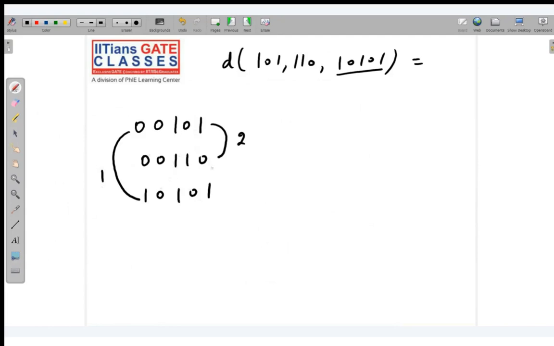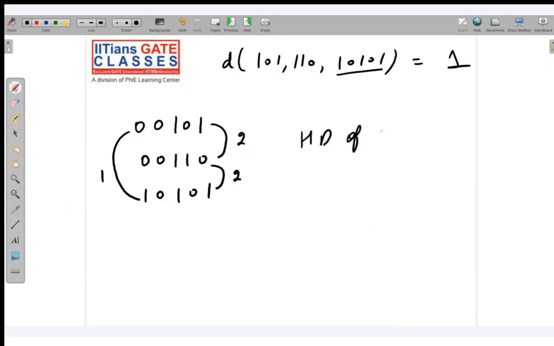Are you getting it? Yeah. And the Hamming distance between these two will be 2. Okay, it is 2. So you will take the minimum of them. So the answer will be 1. Because there are 3 answers, and obviously we cannot have 3 answers. So if we have more than 2 code words, then the Hamming distance will actually be the minimum of all.